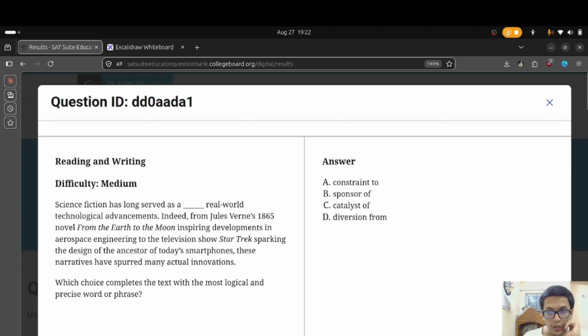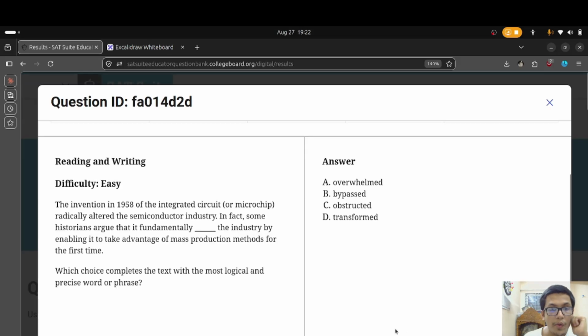Now we'll think about another problem here. The invention in 1958 of the integrated circuit radically altered the semiconductor factory. Some historians argued that it fundamentally overwhelmed, bypassed, obstructed. It did not overwhelm, it did not bypass, it did not obstruct, which are kind of negative words. It transformed.